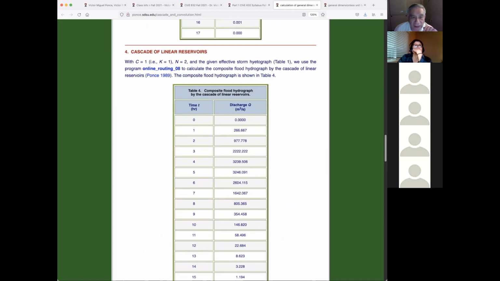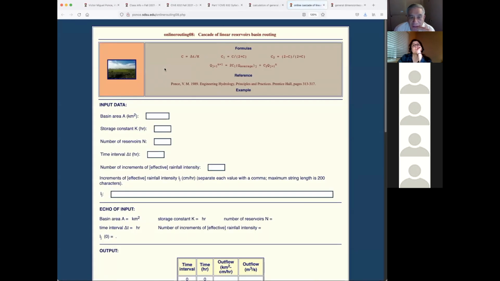So then the Cascade of linear reservoirs. With these numbers, C equal 1, that means K is equal 1, because delta T is 1, so delta T over K is 1, C equal 1. Then we use another program which is called online routing, which is this program over here, which I'm going to ask you to run.